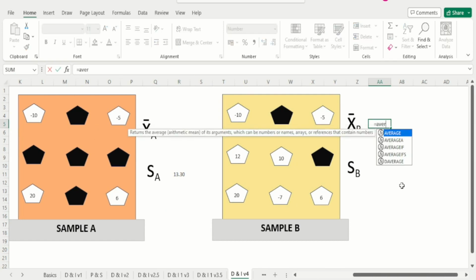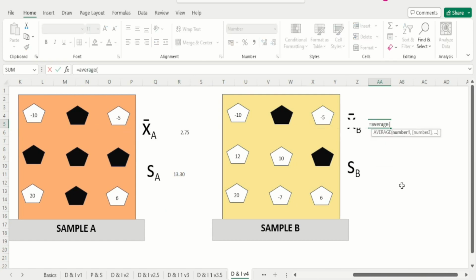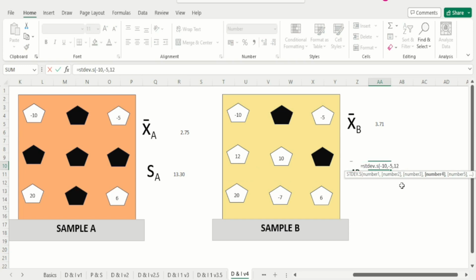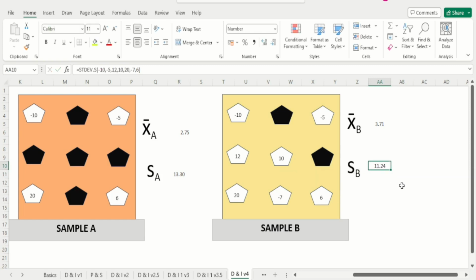The mean again in this case is going to be the average of all of these values, 12, 10, 20, -7, and 6. So you have the mean. Now let's calculate the standard deviation. In this case, since this is still a sample, this is still not the entire population. You have 10, 5, 12, 10, 20, -7, and 6. Okay, so here you have the standard deviation of 11.24. Perfect.